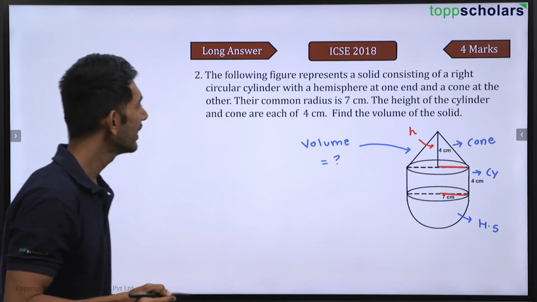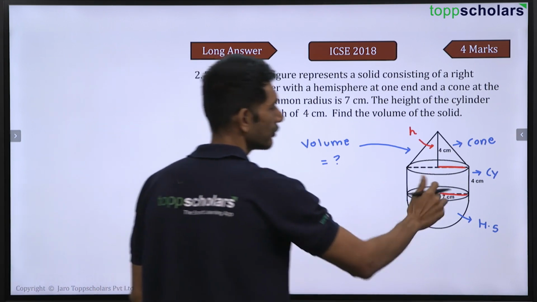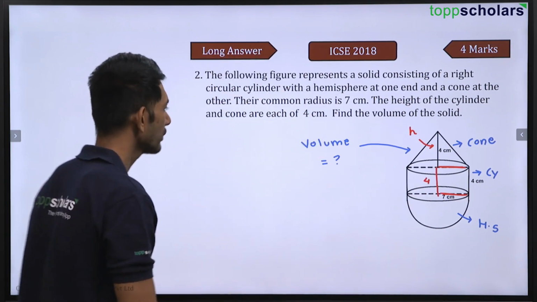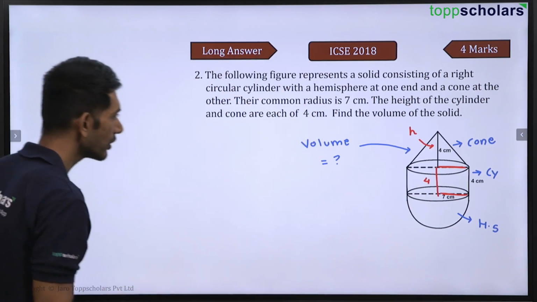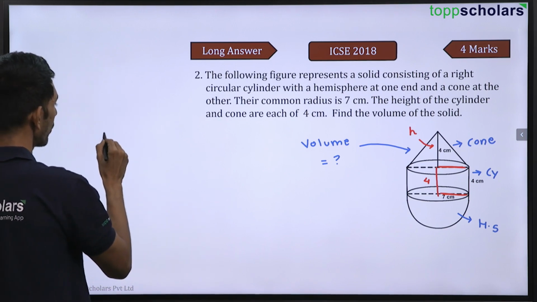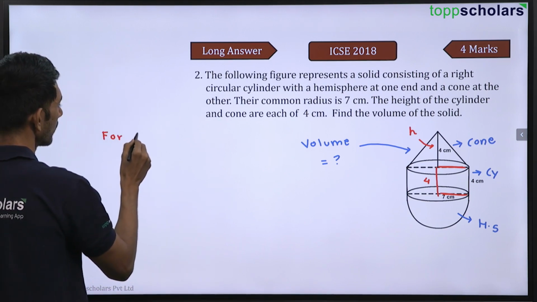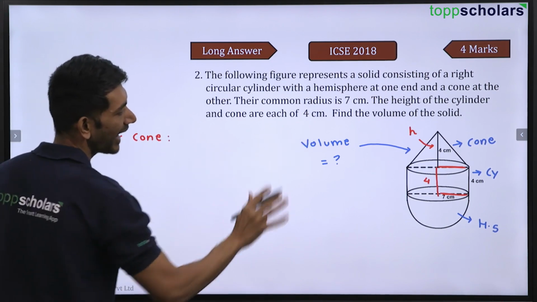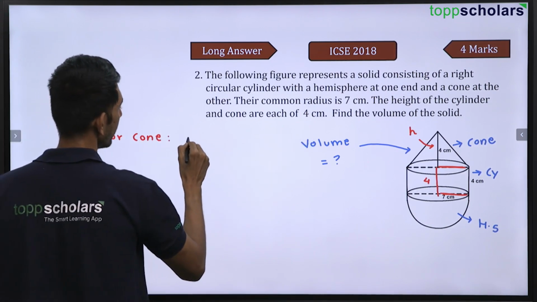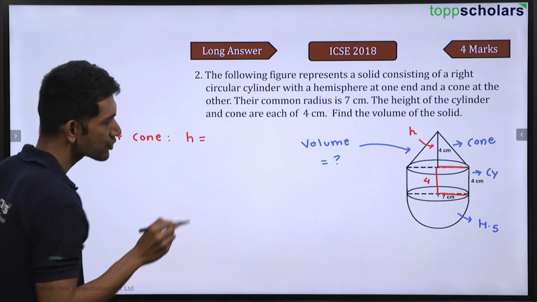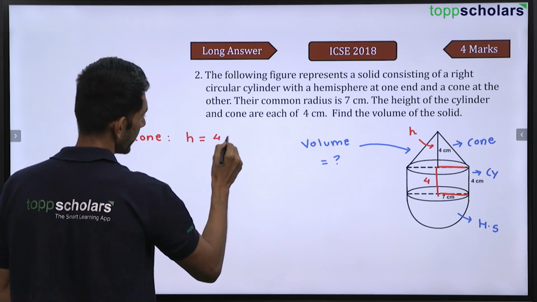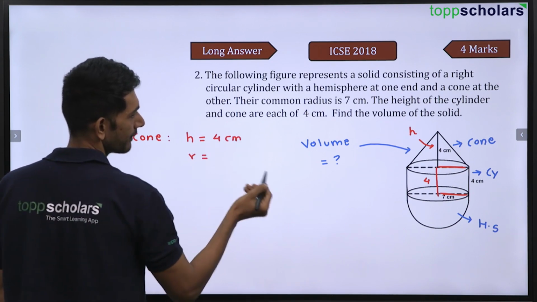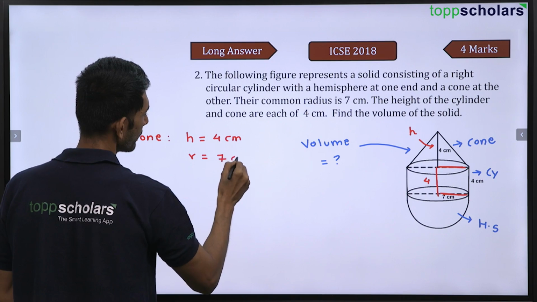Then what else is given? Height of the cylinder is also given. So this height is 4. We are supposed to find out the volume. So if I focus on the cone, can I say for cone, height and radius is given. So I am taking this as h, that is 4 centimeter. Radius I am taking, that is also given, which is 7 centimeter.